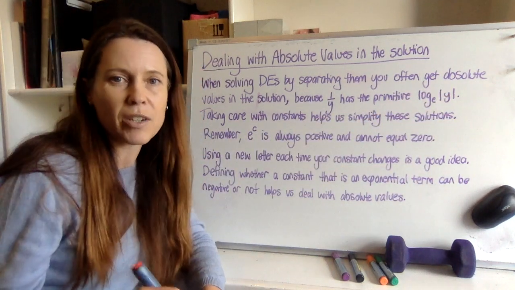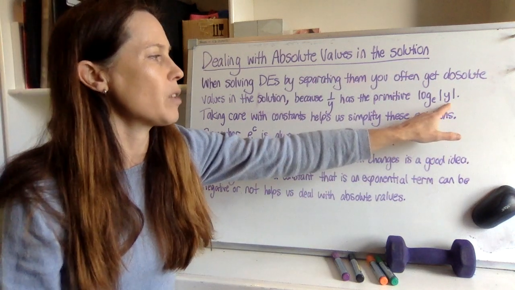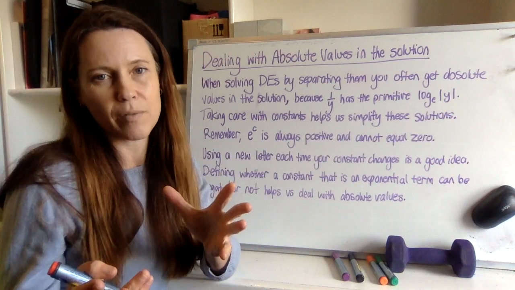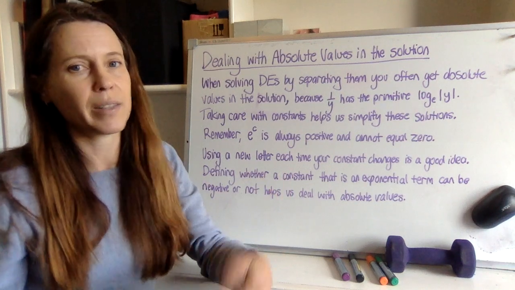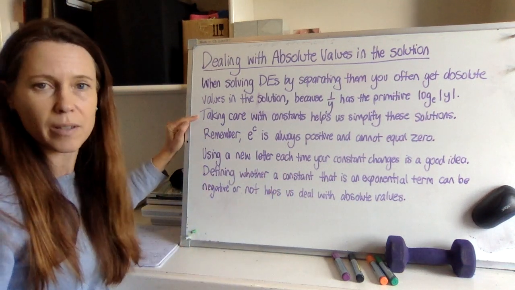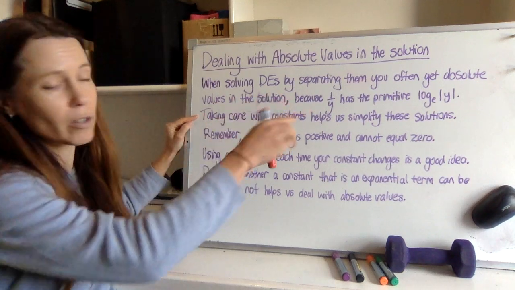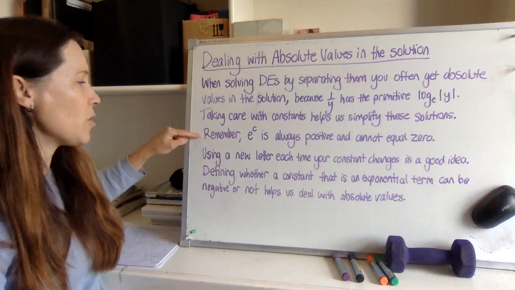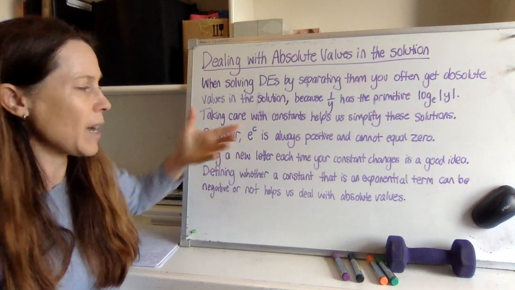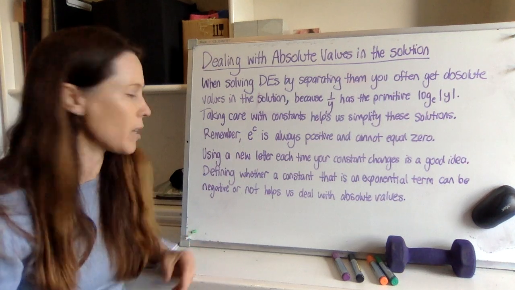Then when we go to rearrange our solution in terms of y, we have to come up with some trick for removing those absolute value brackets so that we can really find the simplest version of our function. So we need to take care with constants because that will help us simplify these solutions. They're going to have powers in them because logs lead to powers. We need to also remember that if you have e to the power of something, it's always positive no matter what that constant is, and it can never equal 0.